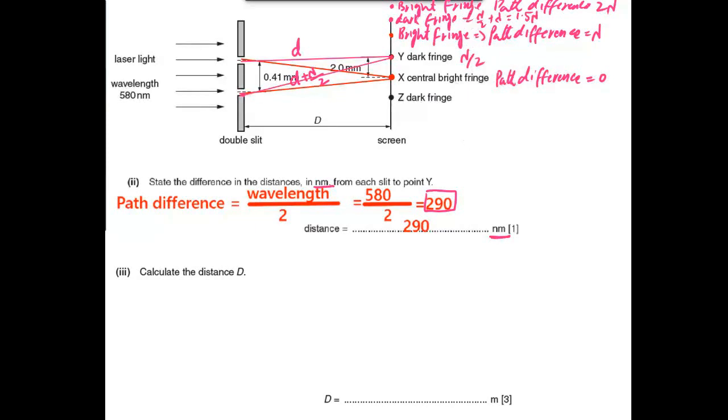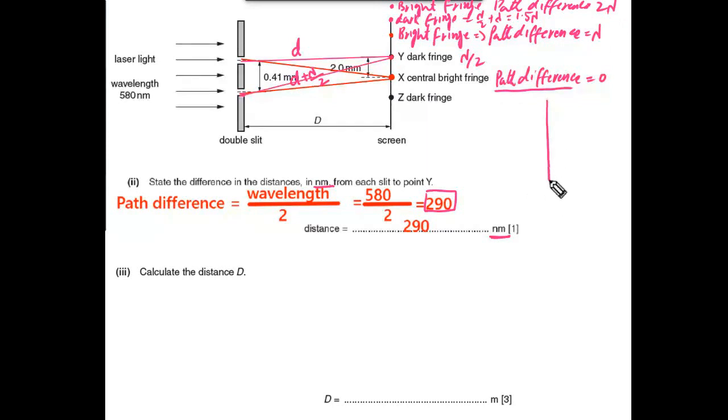So like this, you can find path difference. How to remember this one? For the center bright fringe, path difference is 0. How about the next bright fringe? Path difference is equal to 1 lambda. How about the next bright fringe? It is equal to 2 lambda. That's all. Start from 0, then go to lambda, then 2 lambda, 3 lambda, 4 lambda, and so on.